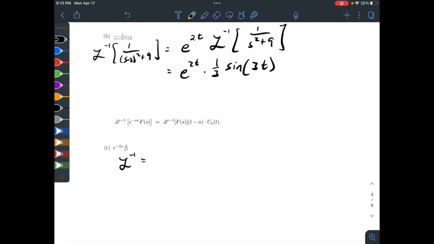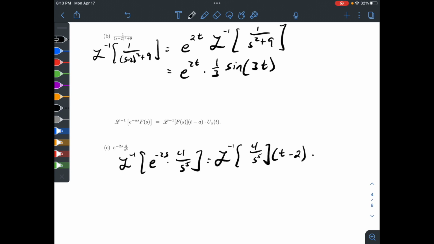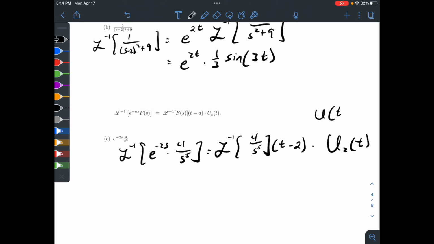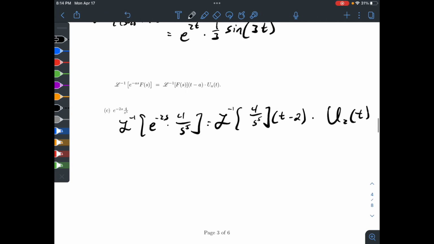So here we're going to get that L inverse of e to the negative 2s times 4 over s to the 5th is L inverse of 4 over s to the 5th. But then at the end, we'll plug in a t minus 2, and then we'll just multiply by u sub 2 of t. You could, of course, write that as u of t minus 2 if you want. I don't really like that notation, but it's fine if you do.